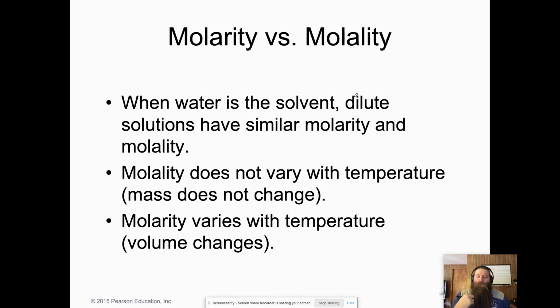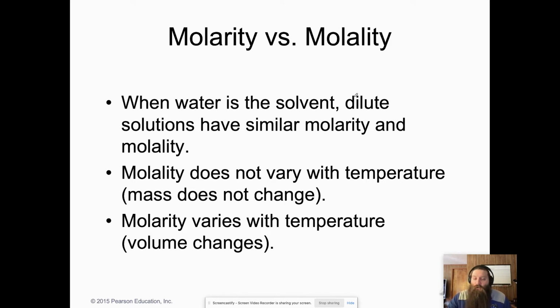However, molarity is going to vary with temperature because the volume is going to change, right? If you heat up water, it expands. And if it expands, the volume is changing, right? If you cool down your water, it's going to contract. The volume is going to change, and that's going to change your molarity. On the other hand, mass doesn't change with temperature. So, if I have 1 gram of oxygen and I heat it up, I still have 1 gram of oxygen, right? So molality is useful at various temperatures to describe concentration.